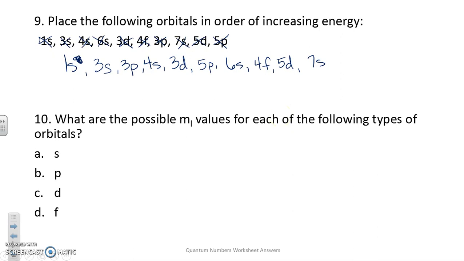All right. Number 10. What are the possible m sub L values for the following types of orbitals? For the s, it can only be 0. Remember, your m sub L value is going to be from negative L to positive L. And if L is 0, it can only be 0. For p, it can be negative 1, 0, or positive 1. For d, it can be negative 2, negative 1, 0, positive 1, and positive 2. And then for f, negative 3, negative 2, negative 1, 0, positive 1, positive 2, and positive 3.